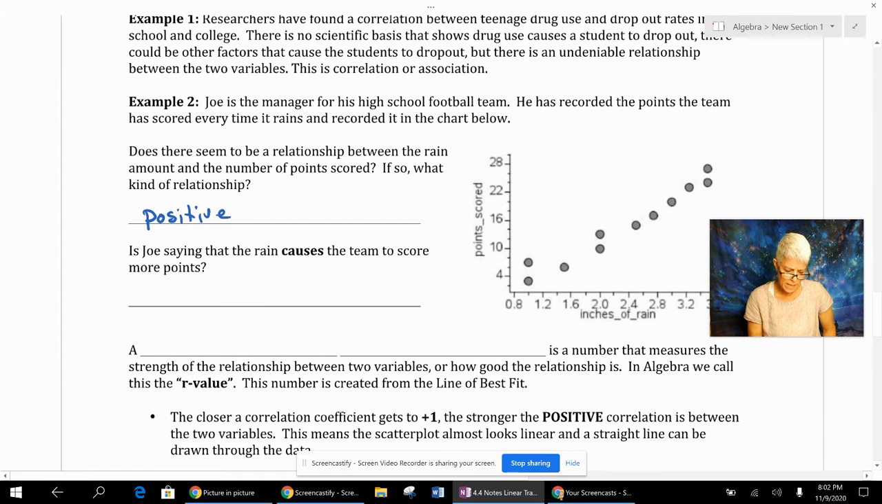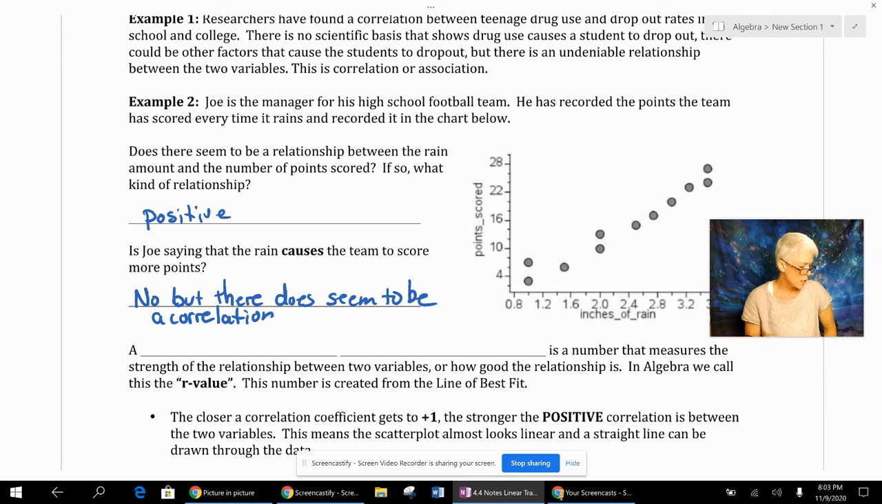Is Joe saying that rain causes the team to score more points? No. But there does seem to be a correlation. But definitely the rain is not causing them to score more points. Well, I could go into a bunch of different examples, but I'm not going to.